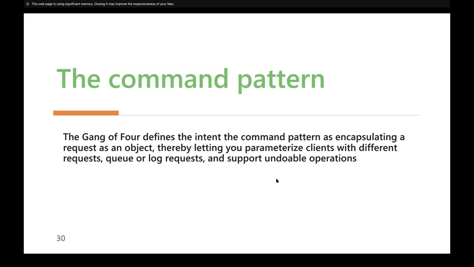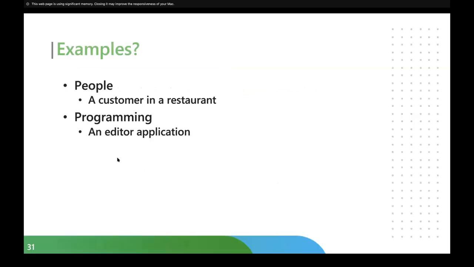And again, I think the definition by itself is not very clear. So let's see the examples. First we'll discuss a real life example. So consider a customer who visited a restaurant, and let's assume that in this restaurant there are no waiters or waitresses. So there's just a chef and the customer. So what's going to happen? The chef has to go to the customer, and he has to take the order.